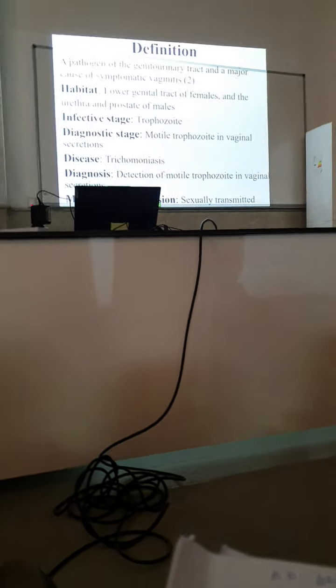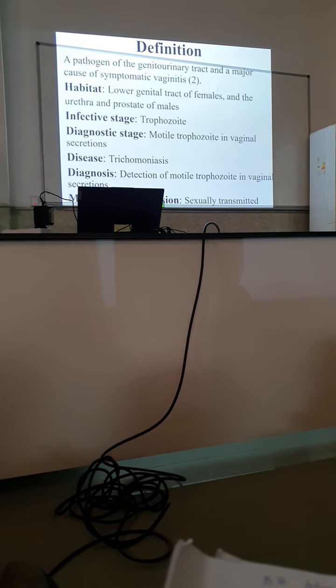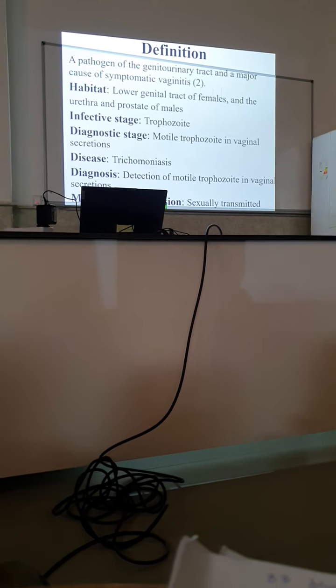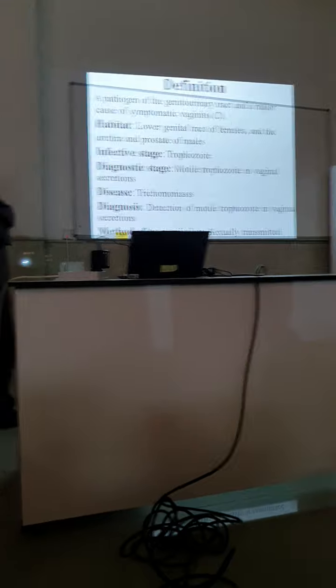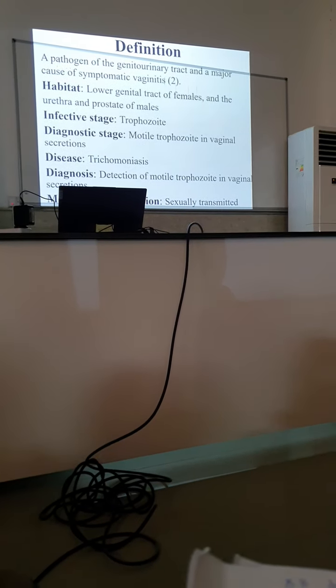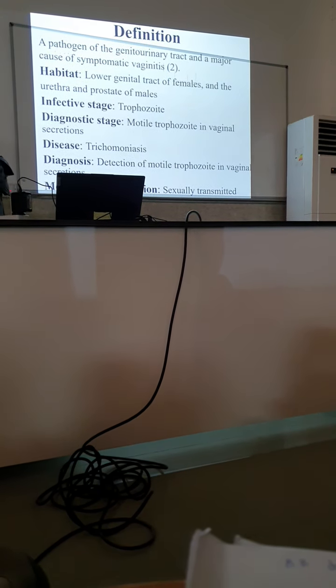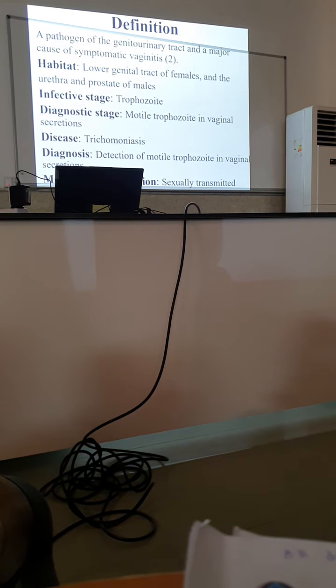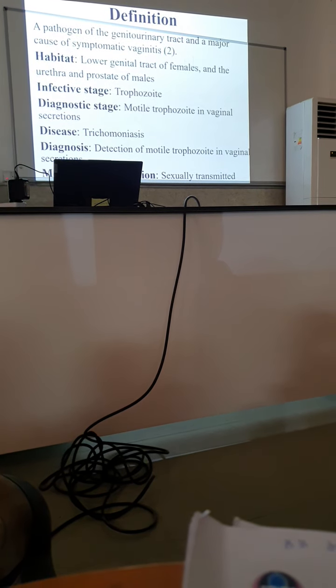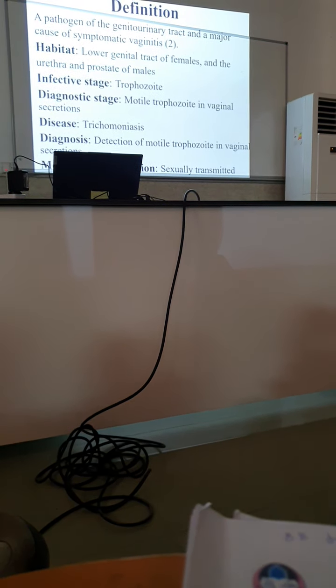خلينا على الصايلات انه it is a pathogen of the genitourinary tract and a major cause of symptomatic vaginitis. زين, what is the habitat or what is the organ infected by Trichomonas? It's the lower genital tract of females and urethra and prostate of males. So it can affect male and female. What is the infective stage? What is the diagnostic stage? Trophozoite. Only trophozoite because we don't have a cyst stage in this parasite.